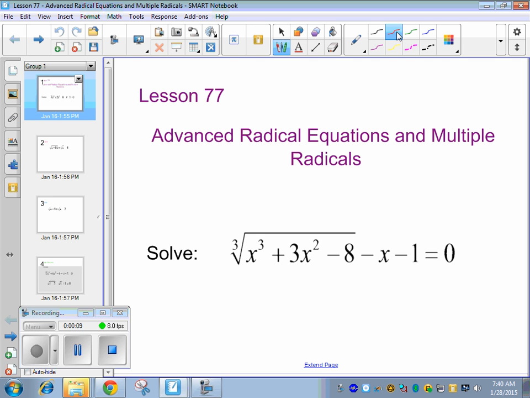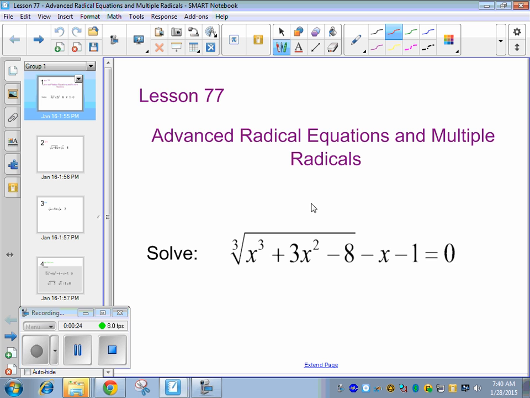Harder today, a few more steps. Okay. So write that down. We've got the cube root of x cubed plus 3x squared minus 8. And then not under the cube root is minus x minus 1.